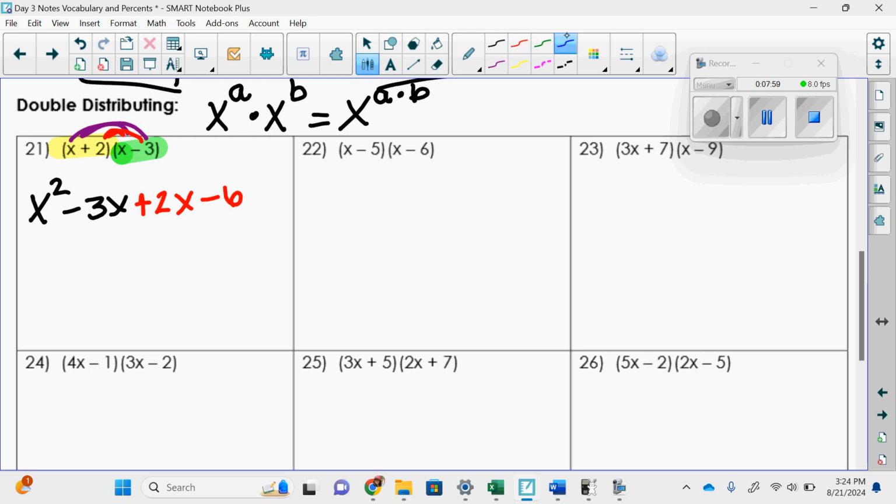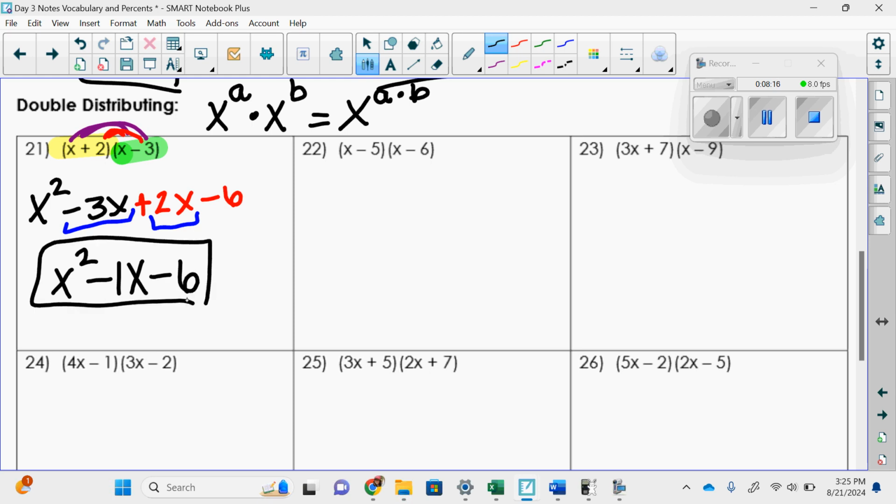And now, always, are there like terms? So in this situation, yeah, I actually get some like terms in the middle here. So we can combine our x's. I have negative 3x and a positive 2x. So when we combine them, we're left with negative 1x. So our final answer is x squared minus x minus 6.